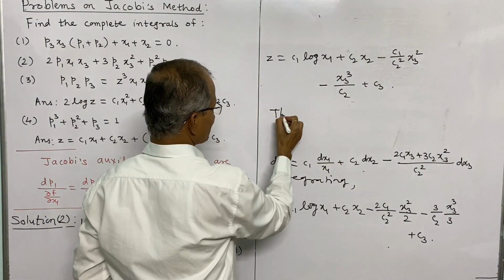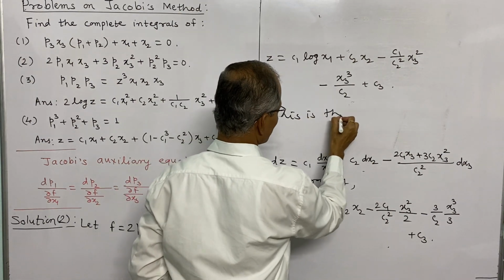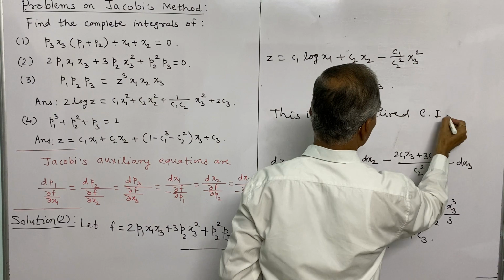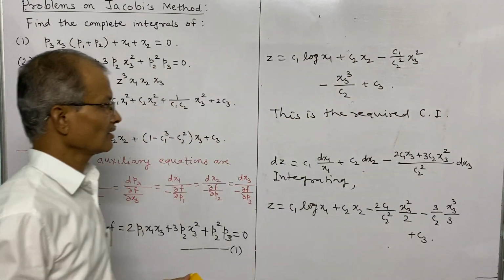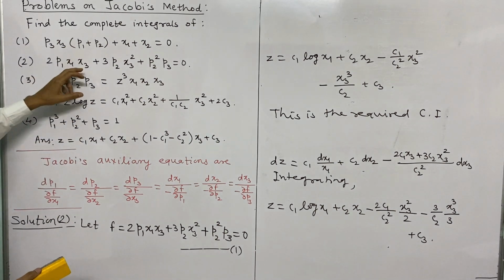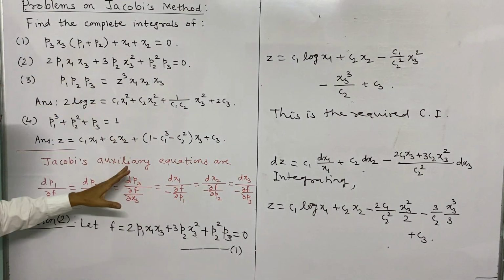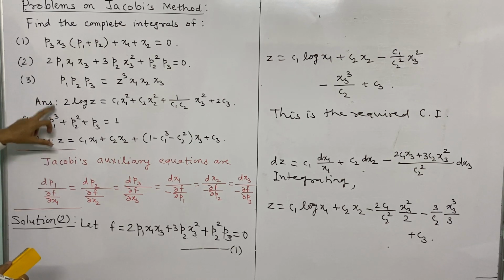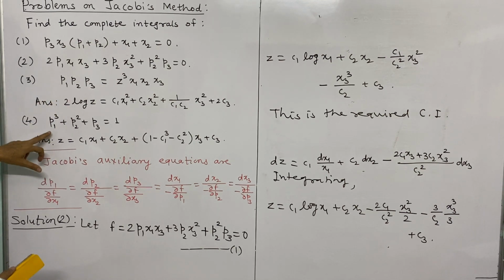So this is the required complete integral. So this solves the problem. The procedure we have used for the first and second problems is exactly the same: writing the auxiliary equations, etc. Now observing these, I think you can solve these two problems yourself. So please try the third and fourth problems. I have written the answer here.